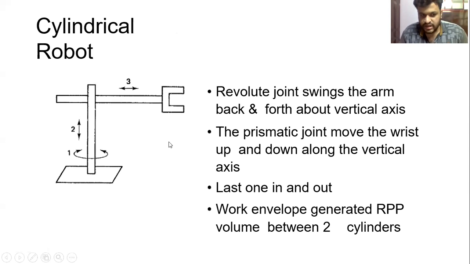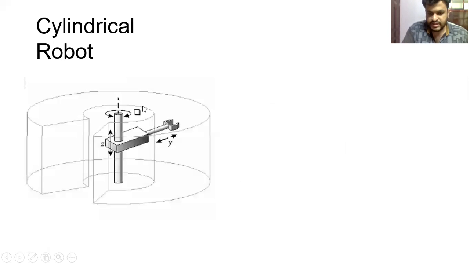Next is the cylindrical robot. In a cylindrical robot, there are 2 prismatic joints and 1 revolute joint. Here we can see this is a revolute joint, and it rotates about its axis. There is a prismatic joint here. Here is another prismatic joint. This is a cylindrical robot as I showed in the last slide.